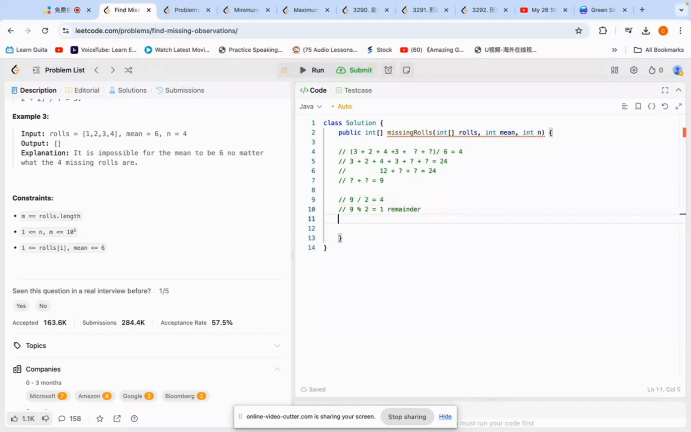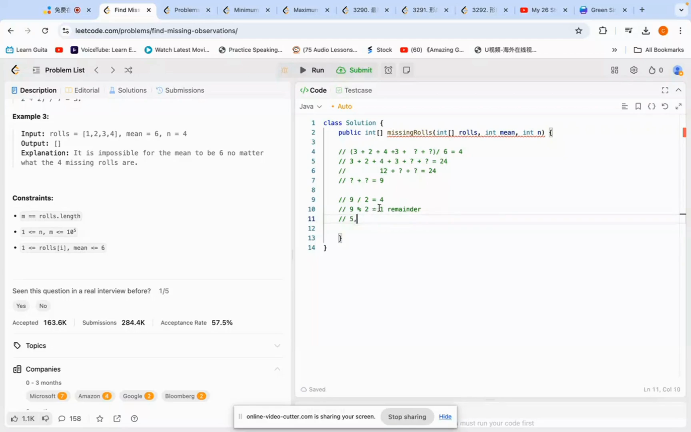And then now we know the first question mark should be 4, and then we need to check, do we still have remainder? If the remainder is not equal to 0, okay, we need to increase by 1 for the first question mark. So the first question mark should be 5.